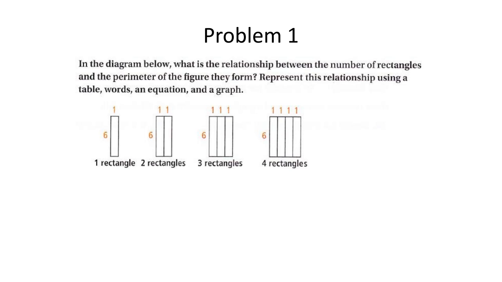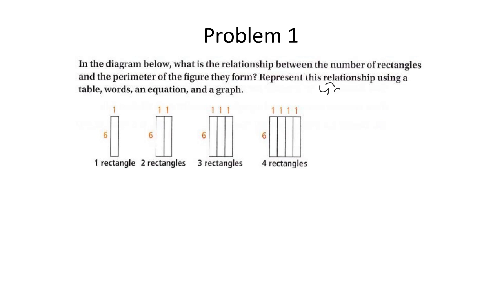In problem 1, it says, in the diagram below, what is the relationship between the number of rectangles and the perimeter of the figure they form? Represent this relationship using a table, words, an equation, and a graph. Let's start off with our table.